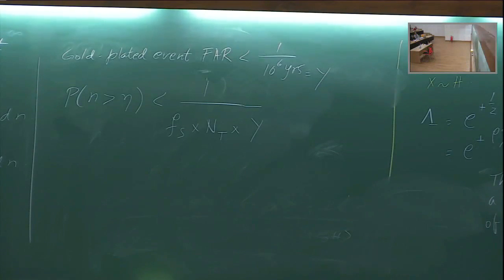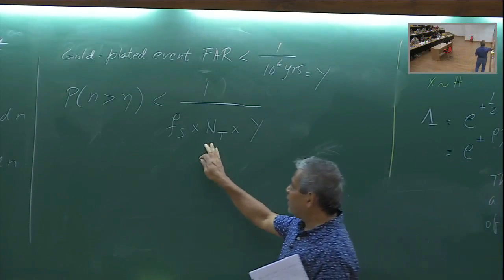This we can do by what we talked about yesterday. That's how we calculate the number of templates. Right? That's about 10 to the 5 for the first observing run. It could be up to 10 to the 6 later on.